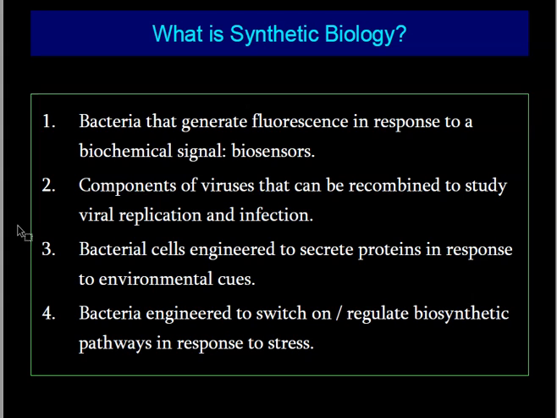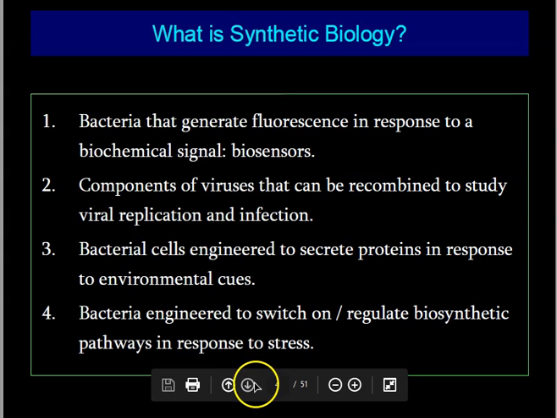Bacterial cells can be engineered to secrete proteins in response to environmental cues. Now, this is a very useful tool when you do recombinant protein expression, as the bacterial cells can be engineered to secrete proteins in response to a specific cue, such as the addition of a biomolecule, and this is utilized in the production of recombinant proteins. And bacteria can also be engineered to switch on or regulate specific biosynthetic pathways in response to stress. All of these represent elements which incorporate synthetic biology into their basic construction and deployment.